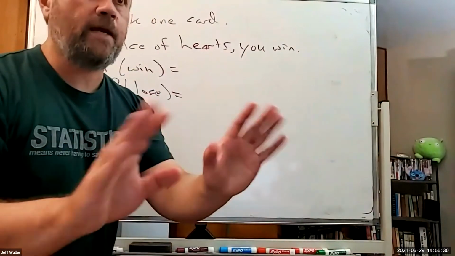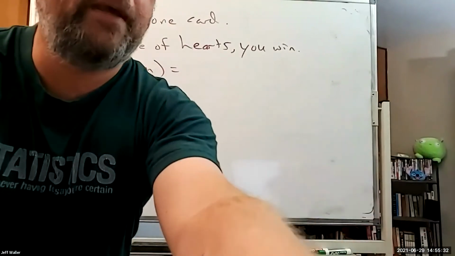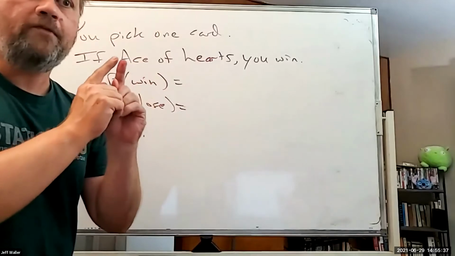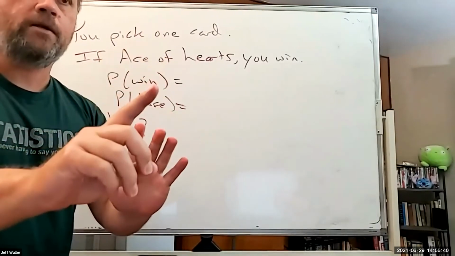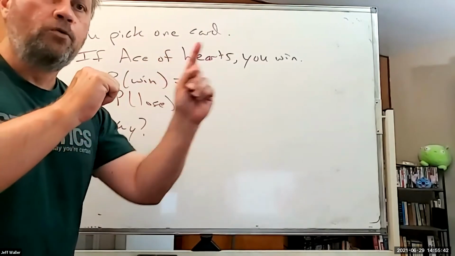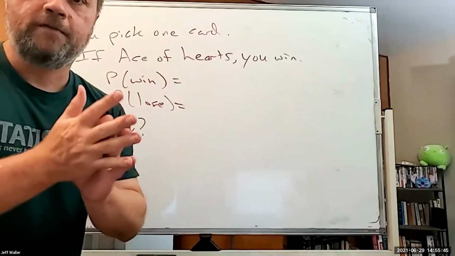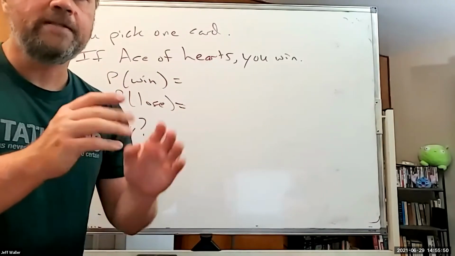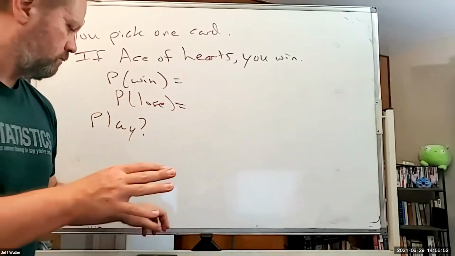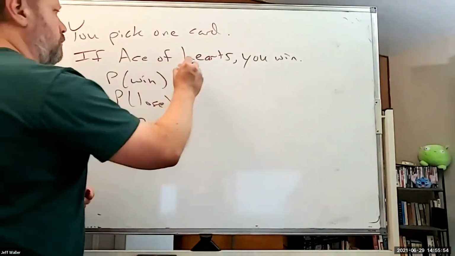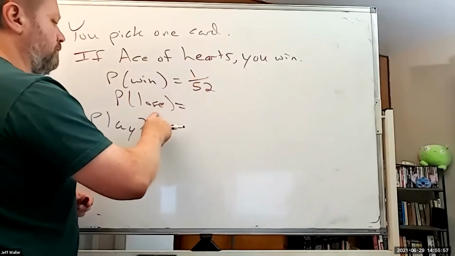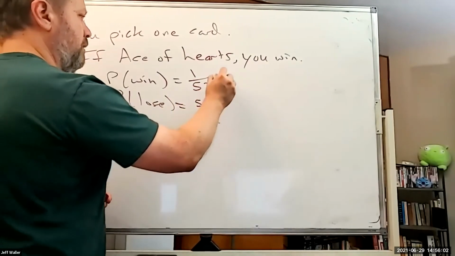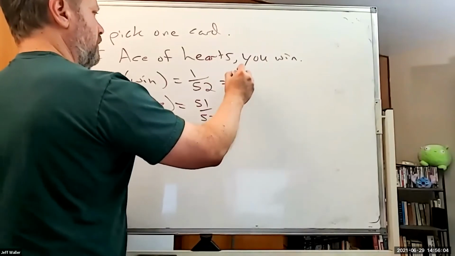Now let me ask you this. And again, this is from chapter 4. So before we get into the next level of normal distribution, let me just do this. What if I ask you to pick one card and you win if it's the Ace of Hearts? So is it very likely that you're going to win? No. What is the probability that you're going to win? 1 out of 52. So what's the probability you're not going to win? 51 out of 52. That's right. So somebody help me out. Make this into a decimal for me.